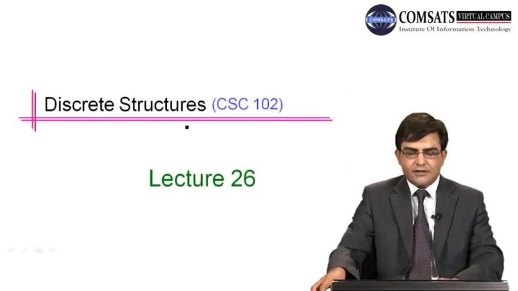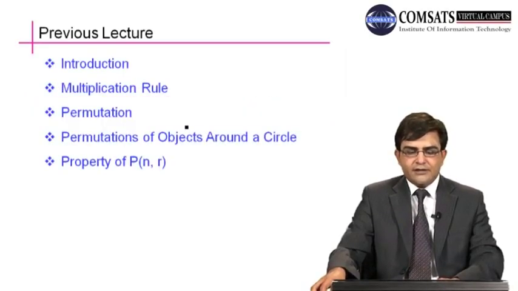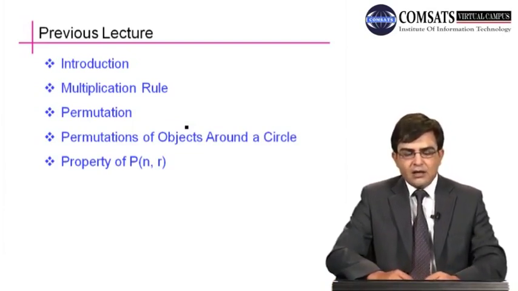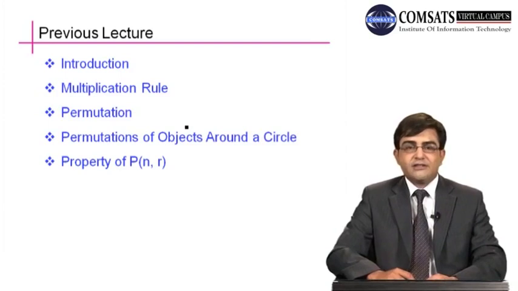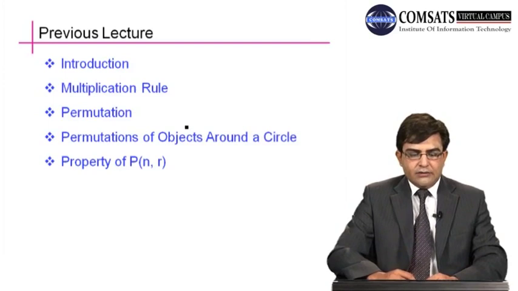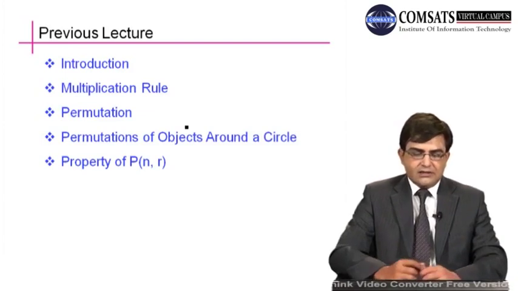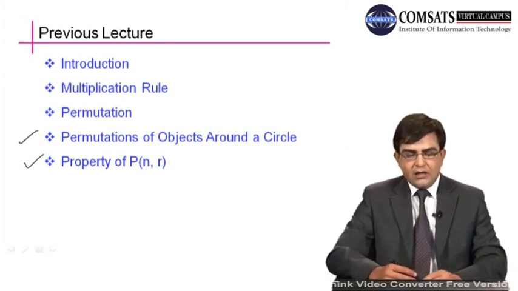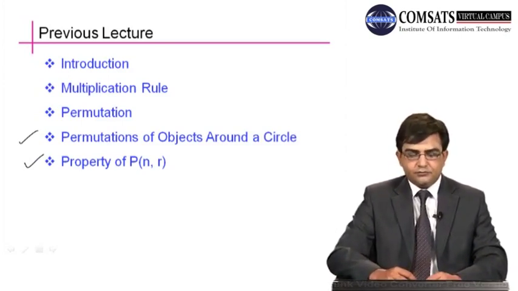In the previous lecture we started counting rules and studied the introduction, what counting rules basically are. We also discussed the multiplication rule and its applications, and we started permutations. Due to the shortage of time, we haven't discussed the last two topics: permutation of objects around a circle and properties of P(n, r). So today first we shall discuss these two topics and then we shall start counting rules 2.